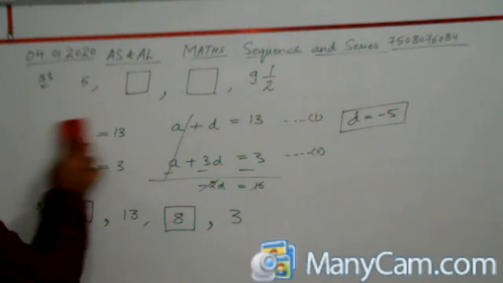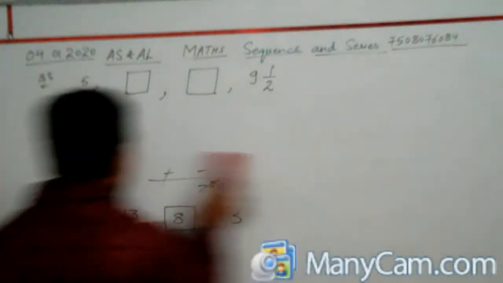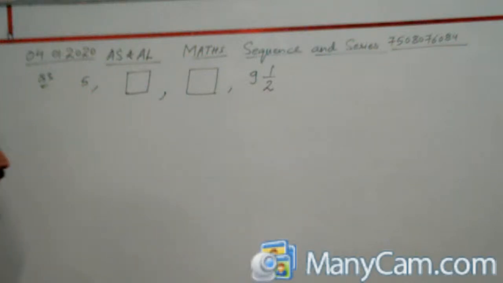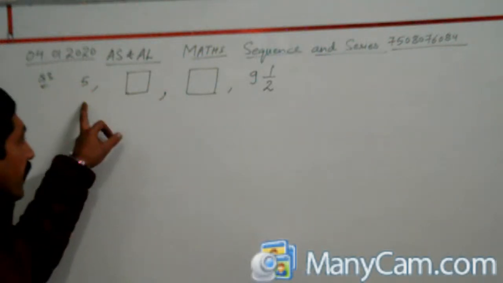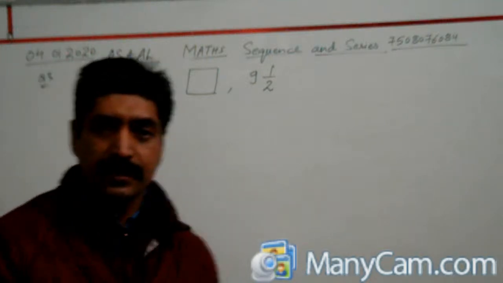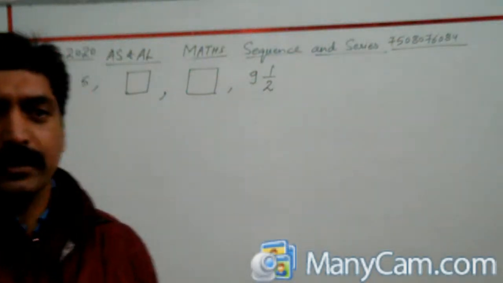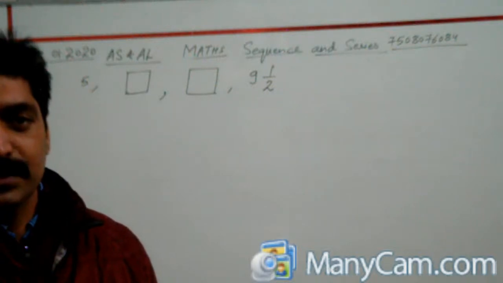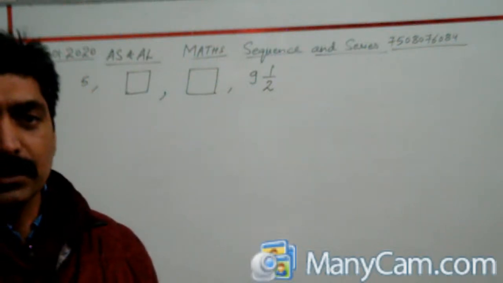The next one, this kind of question, the last part. Solve these two parts. The first term is 5 and the fourth term is 9.5. Yes, go on doing it. You can write your solution in the chat box, also what the second term and the third term are.